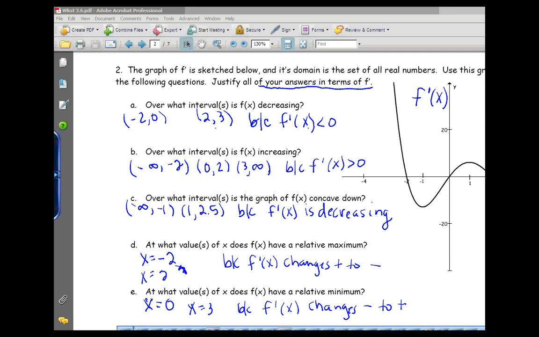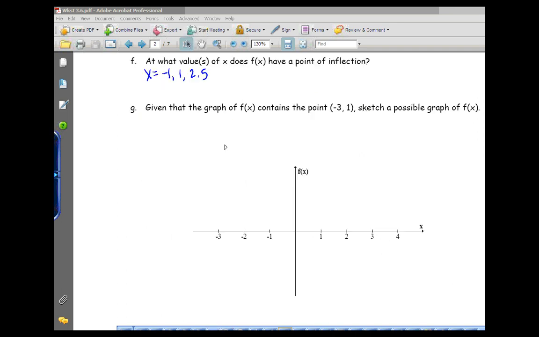So your justification can be one of two things. You can write because f prime changes from increasing to decreasing, or vice versa. Or you can say because f prime of x has a relative min or max.